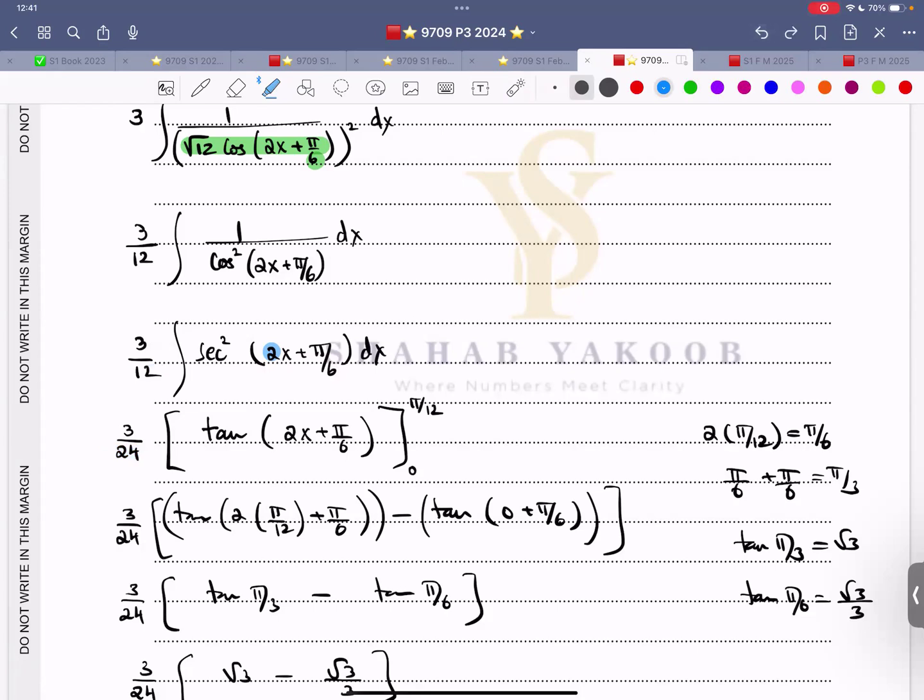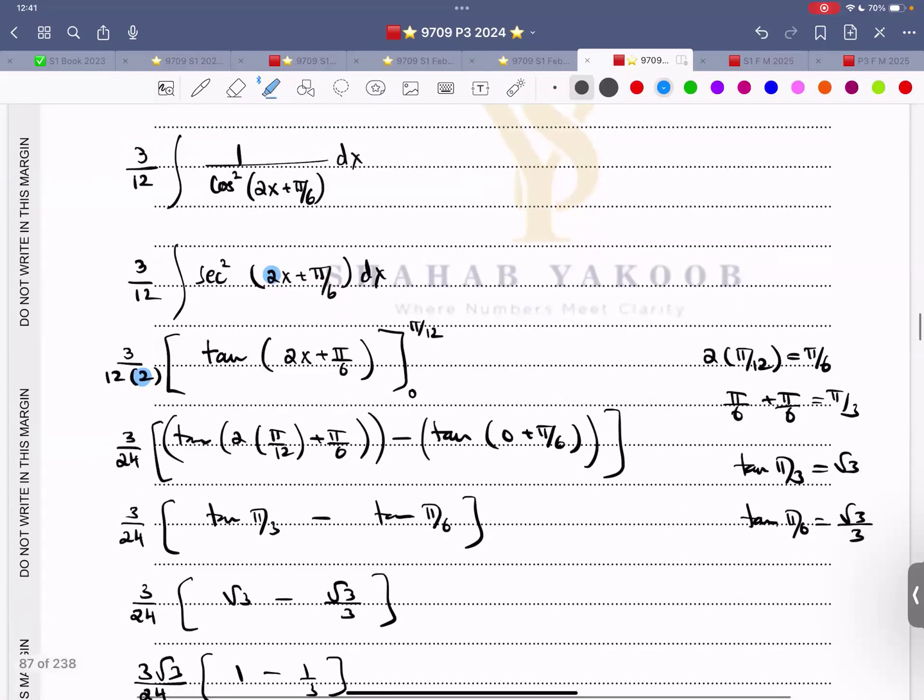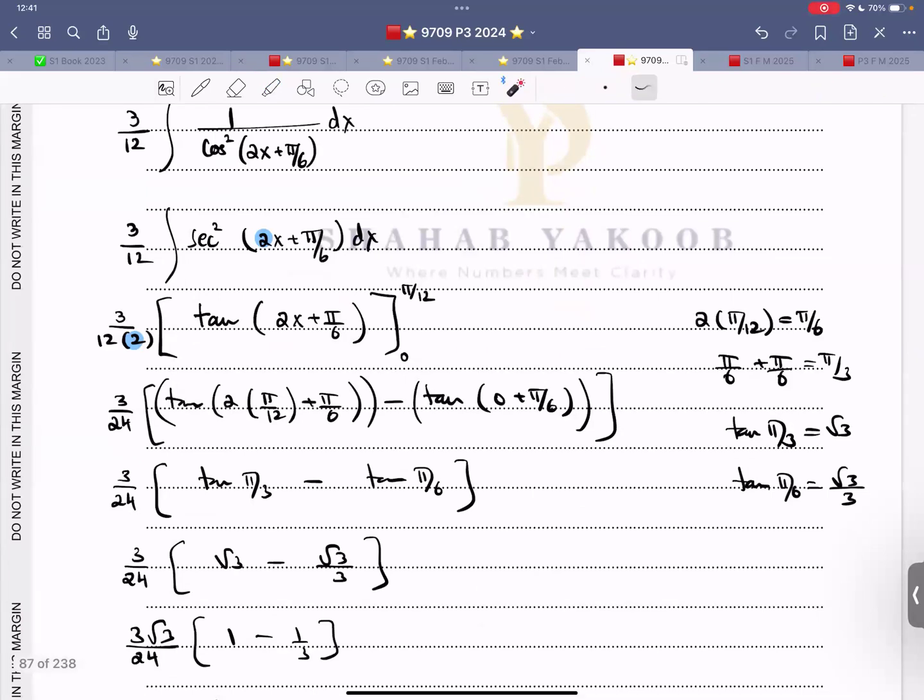Or let me write it like this for simplicity. So that's 12 is there, and this 2 is there, and this 2 is this 2 from here. Got it? And then we have this thing, tangent of 2x plus pi by 6. So if I plug in pi by 12, it becomes pi by 6. So 2 into pi by 12 is pi by 6. Pi by 6 plus pi by 6 is pi by 3. So therefore, this is tangent of pi by 3. Just look at all the working. I plugged in pi by 12, I multiplied by 2, I added pi by 6. This is tangent of pi by 3, which is root 3.